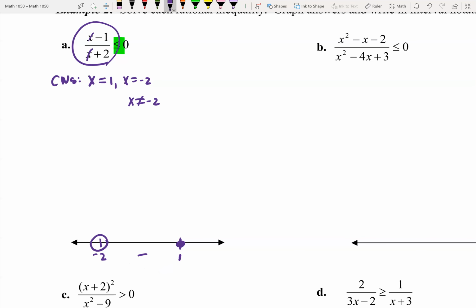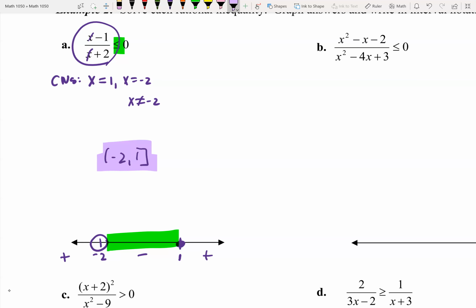I also know my signs are going to alternate, so it's going to be plus minus plus. Less than 0 means negative. That would be here. So my answer in interval form is -2 to +1, closed with a bracket, done.